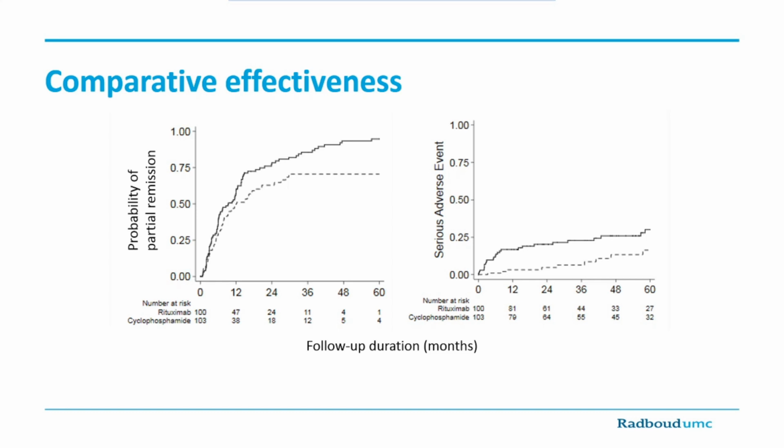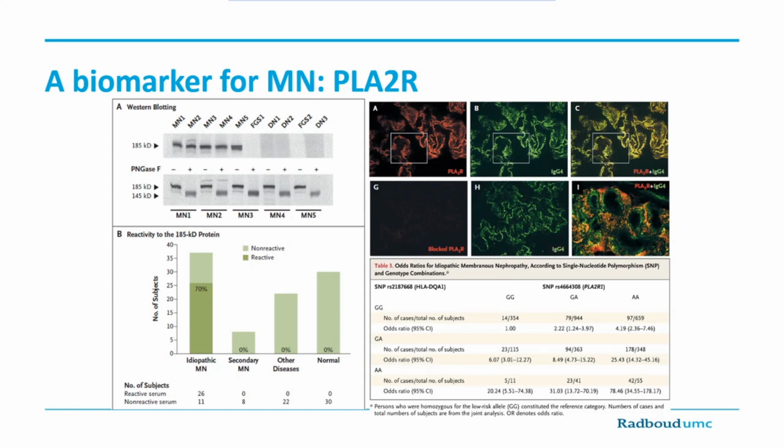Of course, now the next question is, can we predict who will benefit from rituximab? Who are those 25% patients who do not go into remission after rituximab but do require cyclophosphamide? Like 60%, you're good with rituximab. But who are those extra patients, this difference really, who need cyclophosphamide? And who are the 5% who are basically doomed, who we have to figure out something else for? One of those biomarkers may be the latest biomarker for membranous nephropathy.